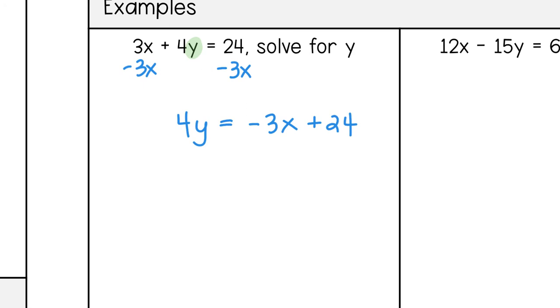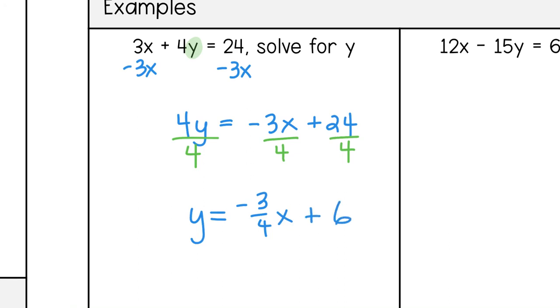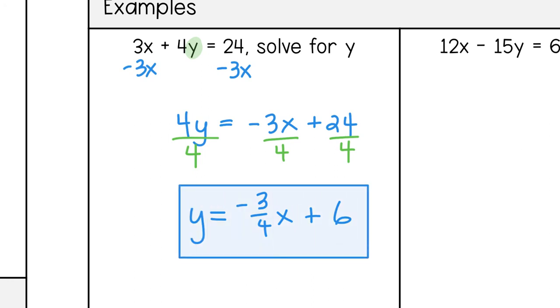Right? And it's really only one more step. There's a 4 in front of that y, so we need to divide. But everything needs to get divided by 4. So that leaves me with y is equal to -3 over 4 x plus 24 divided by 4 is 6. So that's it. That's the answer. Pretty simple. Okay, let's do another one.